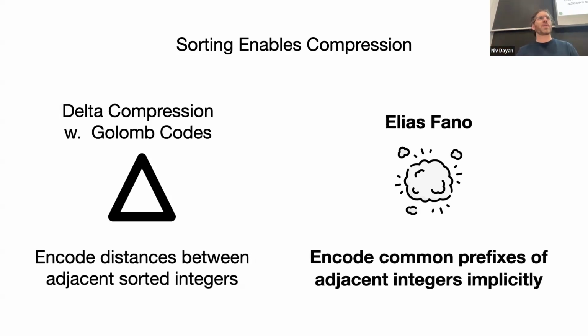With Elias-Fano, it was a similar encoding, but the intuition was a little bit different. Here, the idea was just to partition the space, put entries in a given partition, and then implicitly encode the greatest common prefix for entries within a given partition. So different intuitions, but both were effective.